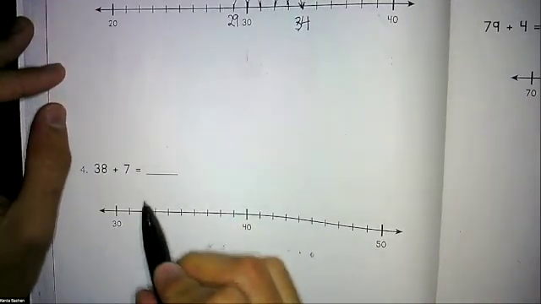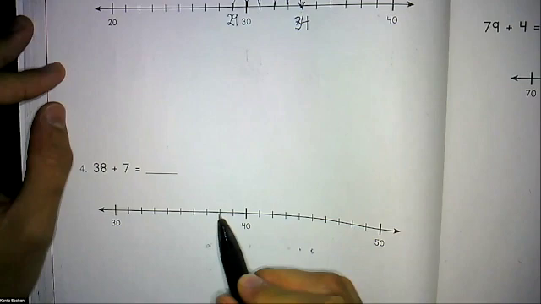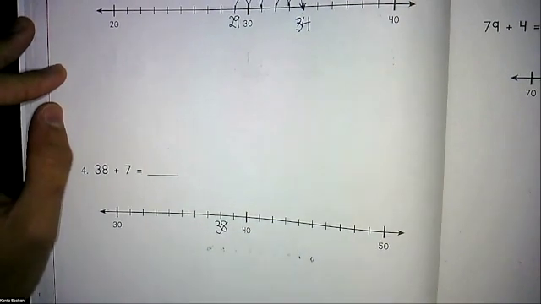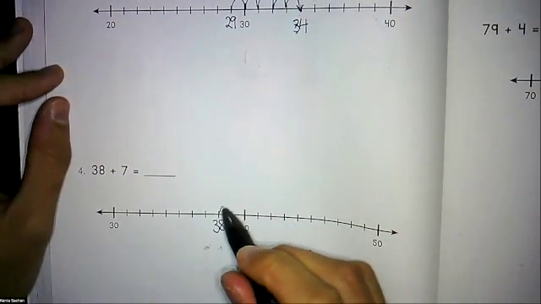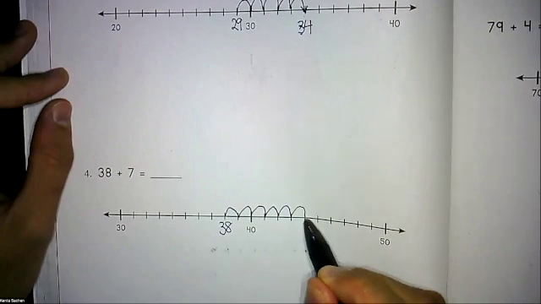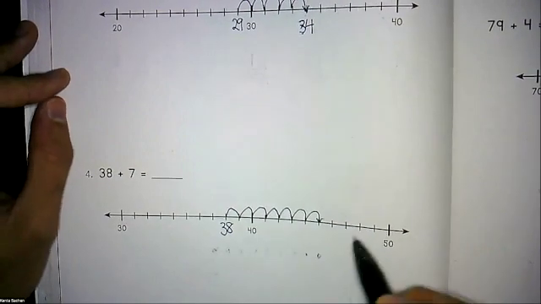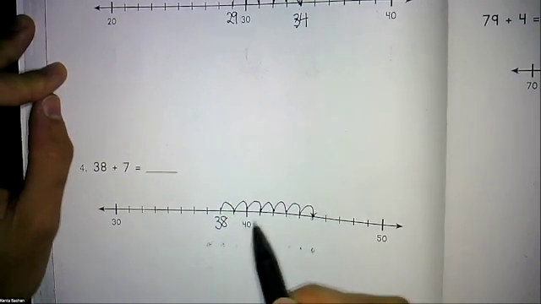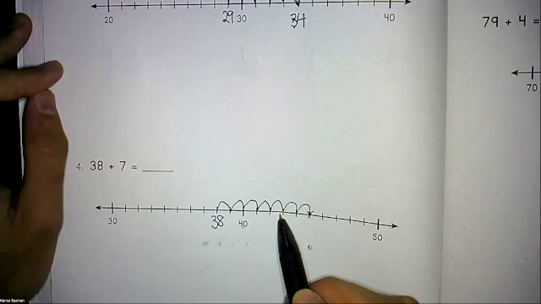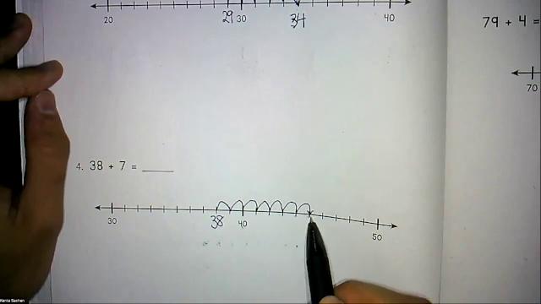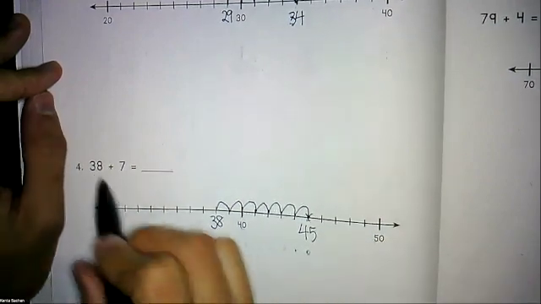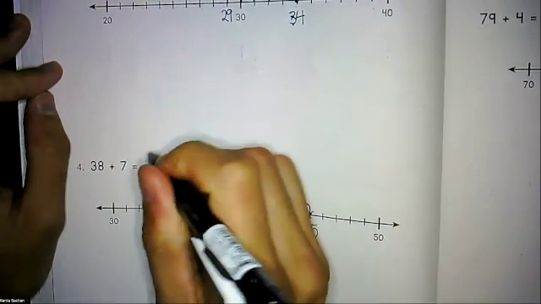Question 4, start with 38. I know that's 2 before 40, or 8 after 30. And counting 7 from here. 1, 2, 3, 4, 5, 6, 7. This number is, I can use my 40 to help me out. 41, 42, 43, 44, 45. So 38 plus 7 is equal to 45.